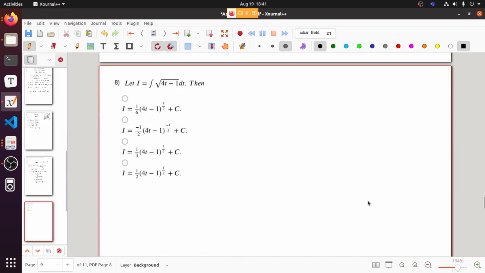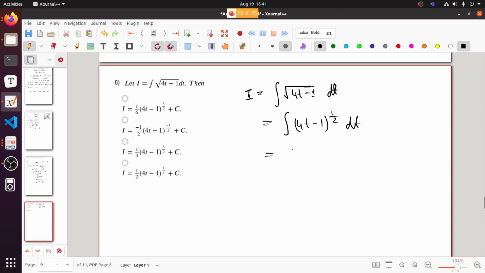Question number 8. What you have to do is this integration. So this is just simple integration. I is given by integral of square root of 4t minus 1 dt, right? You have to integrate it. This is an indefinite integral, right? So how to do this? This is (4t minus 1) to the power half, right? dt. So what will be the integration?